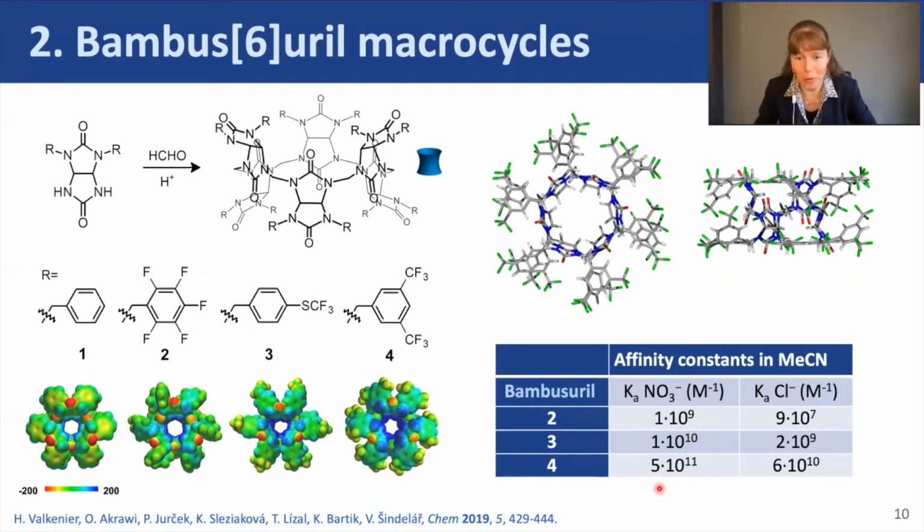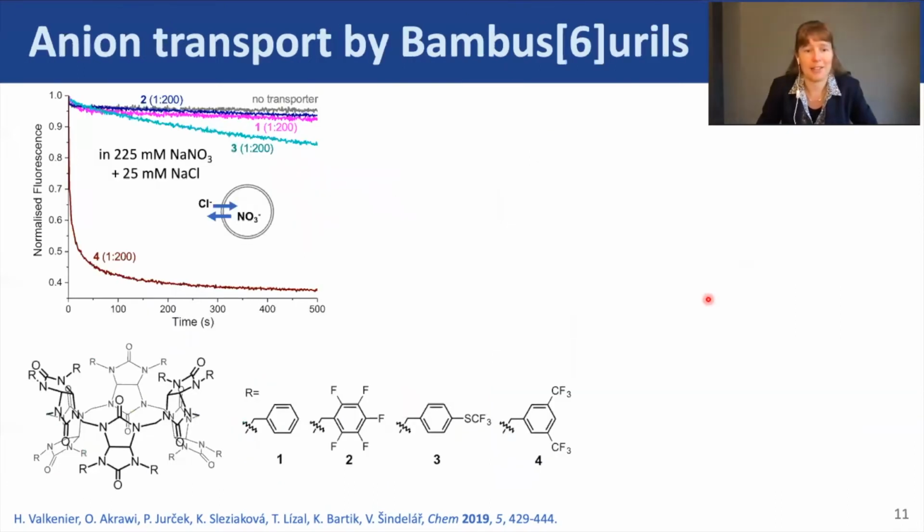Here for compound 4, we have 10 to the power 11 for nitrate, 10 to the power 10 for chloride. That's ridiculously high affinity constants. And I should remark that here we do not have acidic NH atoms. It's just 12 polarized CHs inside this cavity that work together to create these very strong anion receptors. So we've tested these for transport in the standard lucigenin assay looking for chloride-nitrate exchange. And the result was a bit disappointing.